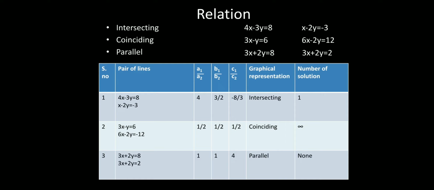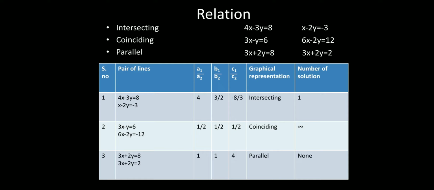Then when they are coinciding, the pair of equations, we found that all three, a1 by a2, b1 by b2, c1 by c2, are equal. Okay, and since they are overlapping each other, the number of solutions will be infinitely many.